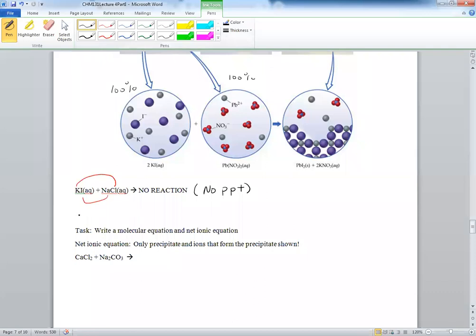We're going to learn how to do this, but the product should come out to be, let me rewrite the whole thing, KI(aq) plus NaCl should give you KCl and NaI. The interesting thing is that both of these are soluble. You don't believe me? Let's check the solubility table.